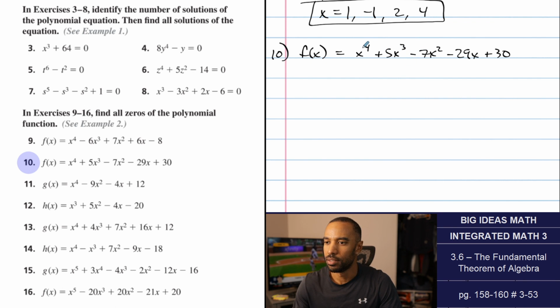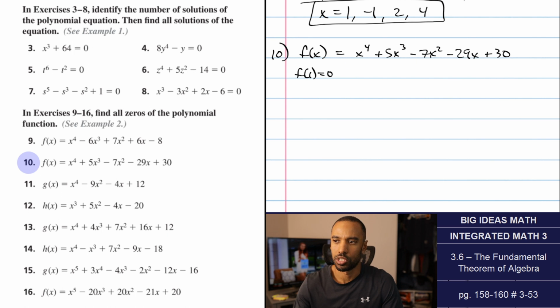So if I start with 1, 1 plus 5 minus 7 minus 29 plus, let's see, 1 plus 5 is 6, minus 7 is negative 1, minus 1. I think 1 works. So if f of 1 equals 0, let's give it our shot.